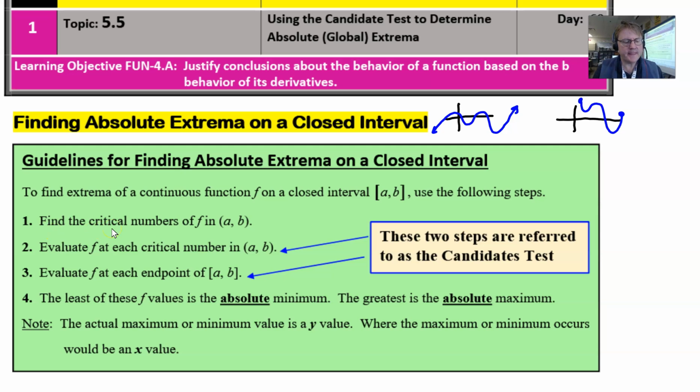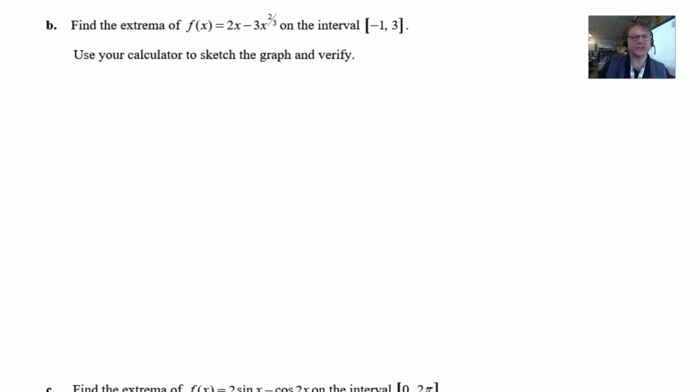That's step 1. Then you evaluate each of those critical numbers in your original function, mind you, not the derivative. And then the key step number 3, evaluate each endpoint as well. And then once you set that up in a nice organized table, the smallest f value is the absolute min and the greatest one is the absolute max. It's pretty easy. If you practice it, you'll get really good at this. And as I said before, it's an extremely important part of the AP exam.